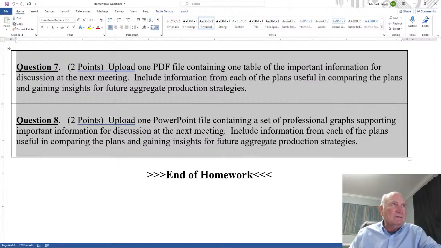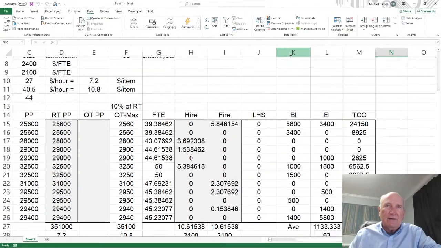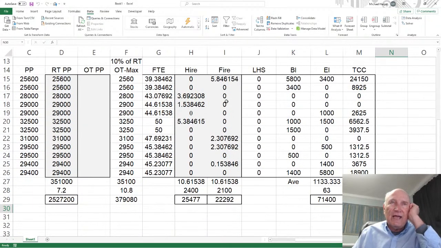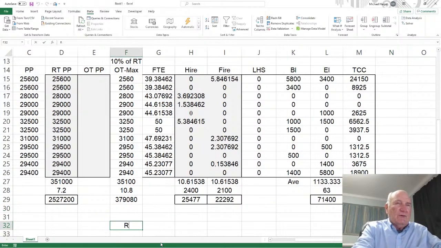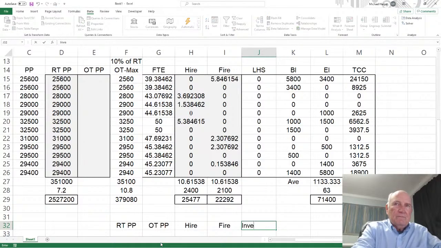Okay, now let's bring back Excel. And how do you do that? Well, remember, we're talking about a handout here. And so right here, in this last one, we have the regular time. Let's just look at cost here. We have the regular time production. We have the overtime production. We have the hire. We have the fire. And we have the inventory. Then we have the total cost.